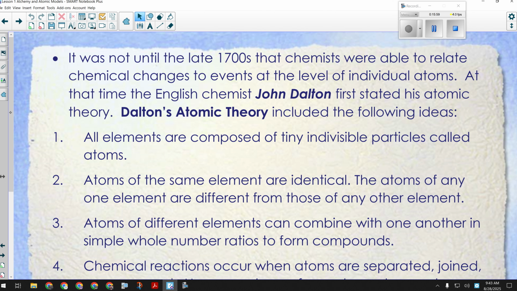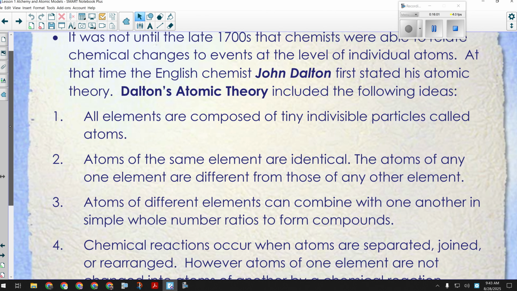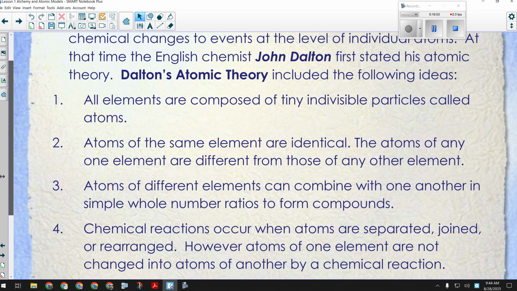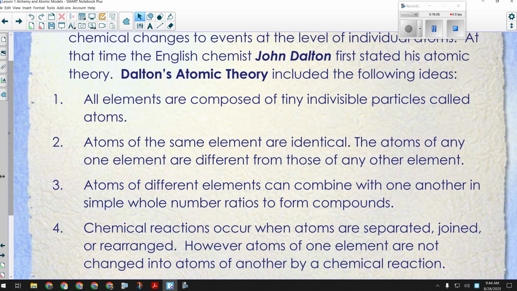So here's probably the most important person when it comes to atomic theory. I'm going to stop talking for a minute here, and I want you to write down John Dalton's atomic theory. That's those 4 points. His atomic theory has 4 points. So I'm going to give you a few minutes to write those down, and then we're going to talk about them.